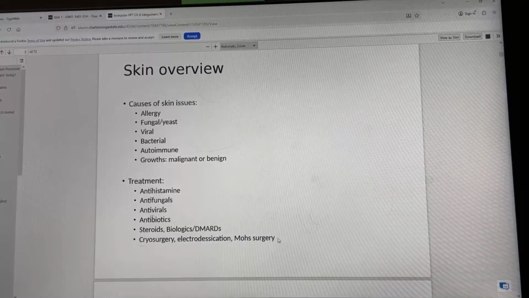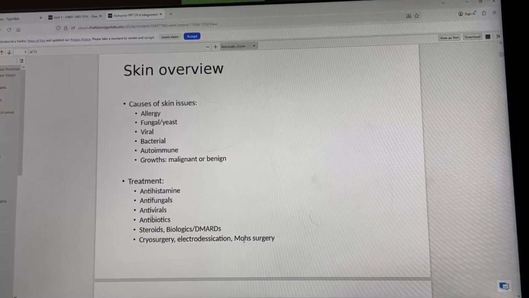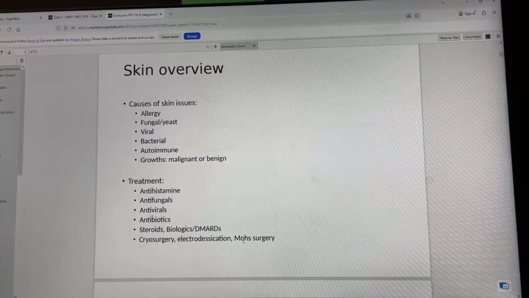And then lastly is Mohs surgery. This is a specific procedure they do with skin cancers, where they cut out the skin cancer, right?